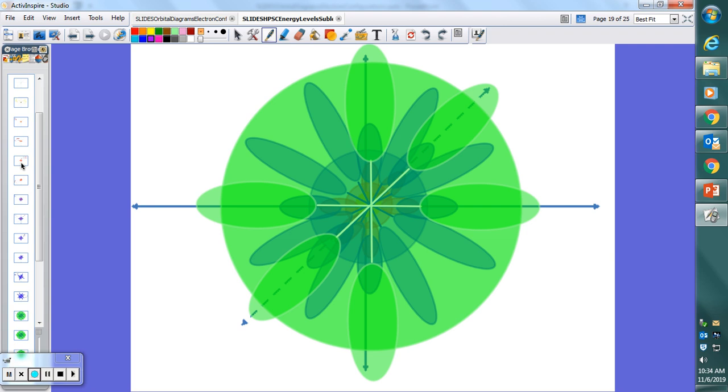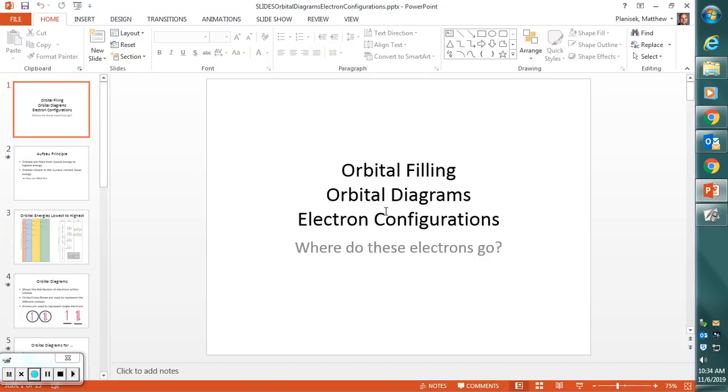Good there? Okay. So today, we start talking about orbital filling. What we'll find is that even though all of these locations exist, we don't always find electrons in all of them for a couple of different reasons. And we'll talk about those reasons starting today.